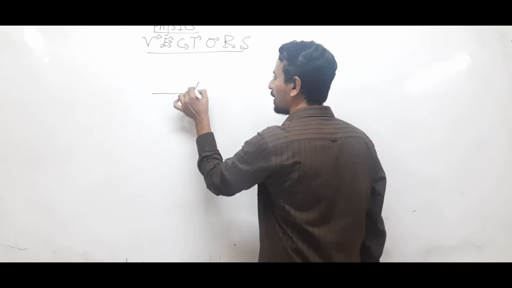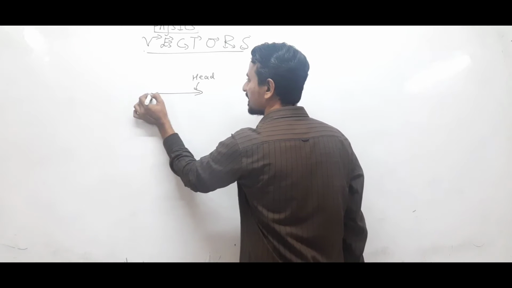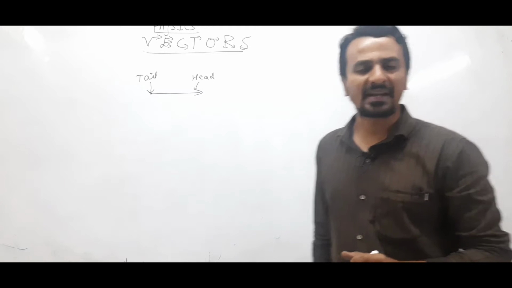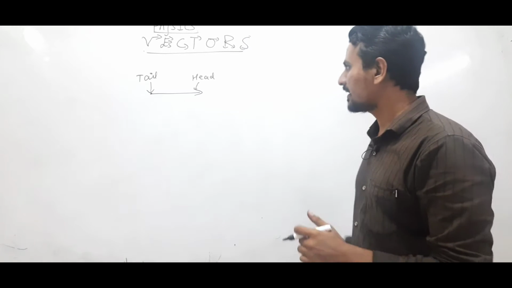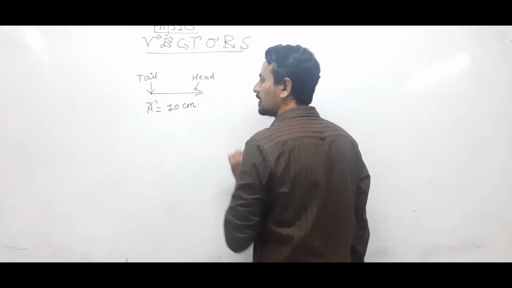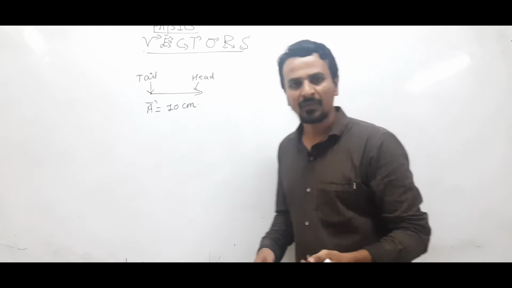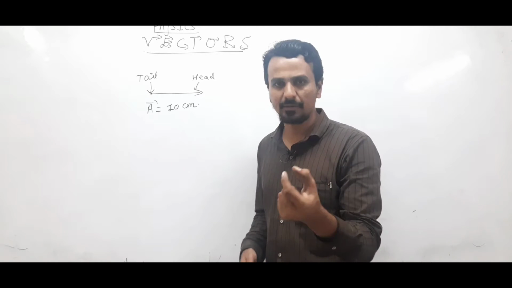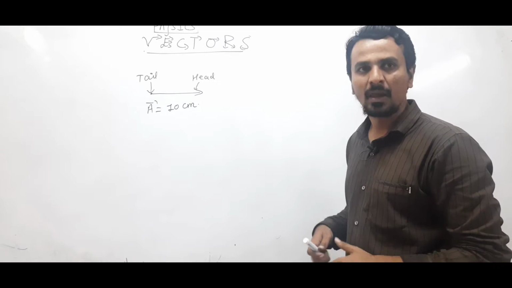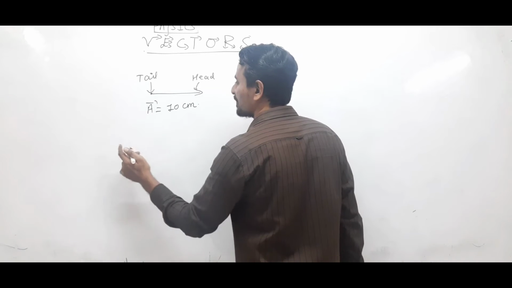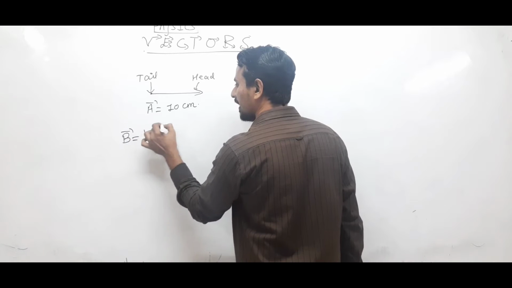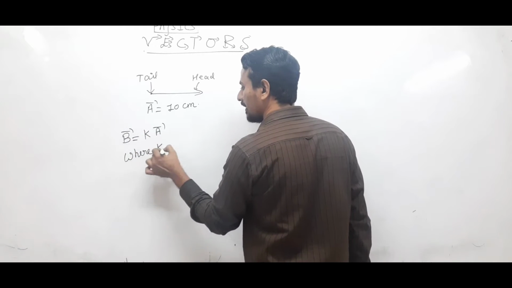This is known as the head of the vector and this is known as the tail of the vector. And the length represents the magnitude of a vector. Let us say this vector is 10 centimeter or 15 centimeter, whatever. So 10 is the magnitude, the length of this vector will be 10. And this is the direction. Suppose there is another vector b which is equal to k times a, where k is any constant.